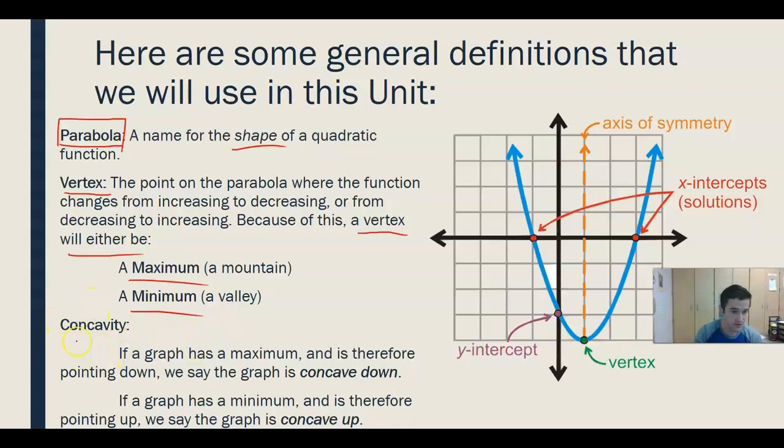Concavity. So when I say this word concavity or concave, if a graph has a maximum, it is therefore pointing downwards, so you can think of this as a maximum and these arrows are pointing downwards. We say the graph is concave down. If a graph has a minimum and is therefore pointing upwards, like this graph has a minimum and is pointing upwards, we say that the graph is concave up. That's just a way of expressing that the graph is pointing upwards, it's concave up, or that the graph is pointing downwards, it's concave down. So that's what those different definitions mean.